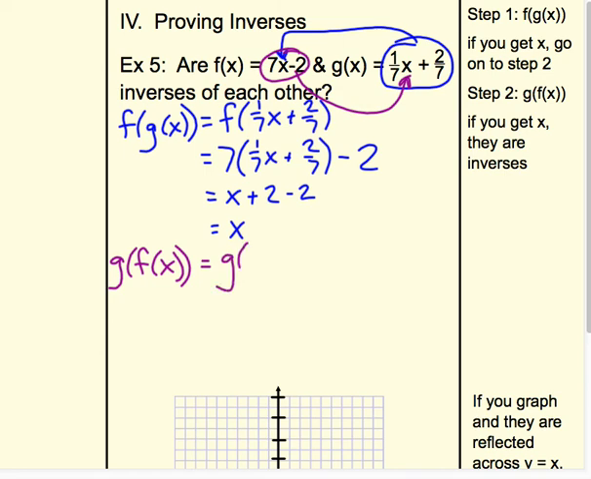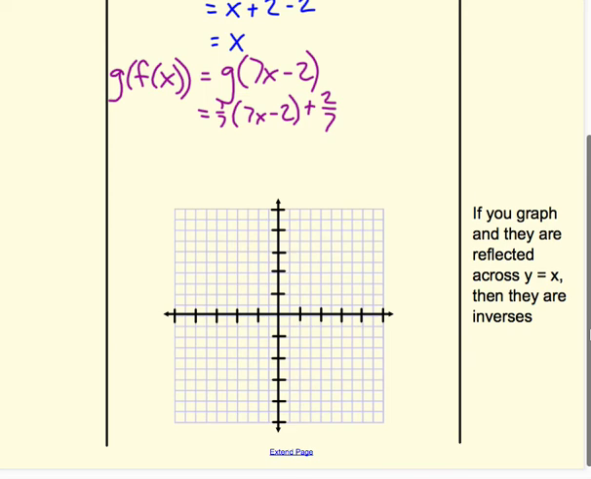So I'm going to start by just writing that f of x function down in my composition notation, replacing x with 7x minus 2, and finishing my g function with that plus 2/7. When I distribute the 1/7, it cancels with the 7x, so I get x minus 2/7 plus 2/7, which cancel, leaving me with x. So yes, these two functions are inverses.